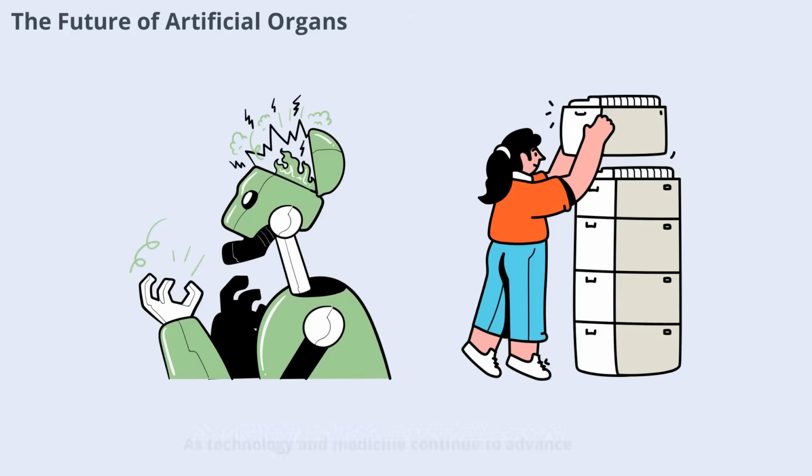As technology and medicine continue to advance, artificial organs are expected to become more sophisticated, adaptable, and accessible. Ongoing research in biomaterials, genetic engineering, and hybrid devices is paving the way for organs that can better mimic natural functions and last longer in the body. The ultimate goal is to provide effective long-term solutions for patients who need them, improving quality of life and survival rates.